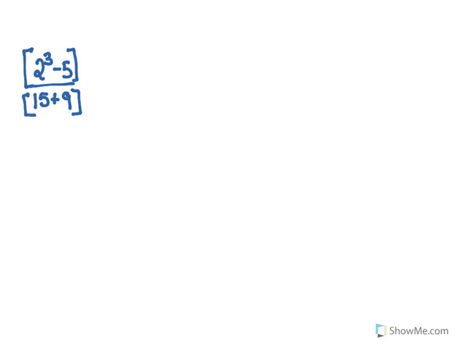Okay? So 2 to the third is not 6. It's 2 times 2 times 2, which is 8 minus 5. And then underneath I have 15 plus 9, which is 24. So then I get 3 divided by 24. Now, I can leave it like this, or I can reduce it. I'd rather you reduce it. You can reduce using Desmos or your calculator if you need to.